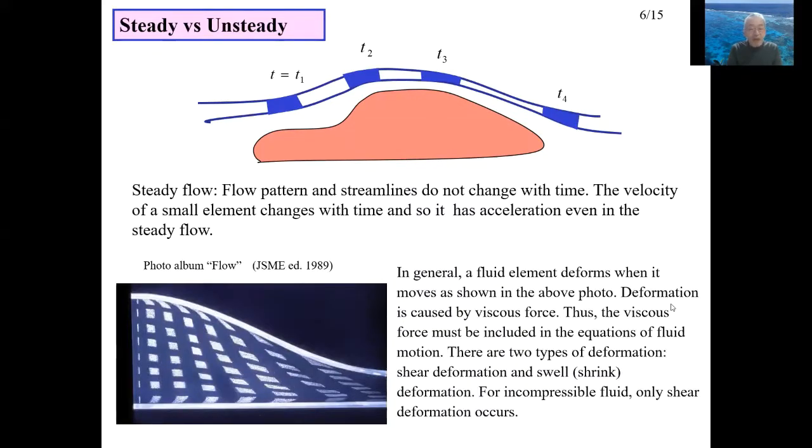I will show a flow visualization photo showing how a fluid element deforms in the flow, where the flow path is narrowed in the direction of flow. Fluid elements are marked in a special visualization technique. From this photo, you realize the difference between motion of fluid and motion of a rigid body.